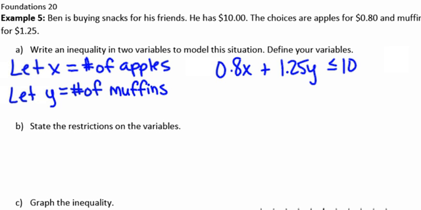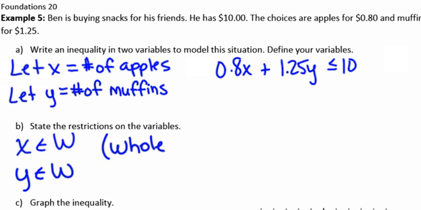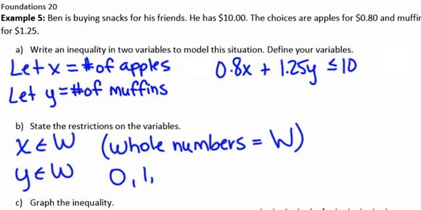So we need to have x as an element of W, which is whole numbers, and y as an element of W. And if you're not sure, you can leave yourself a note that for whole numbers, we use the symbol W. So whole numbers is 0, 1, 2, 3, and up. So no negatives, no fractions, no decimals.